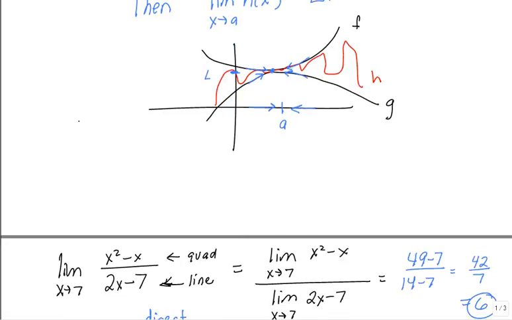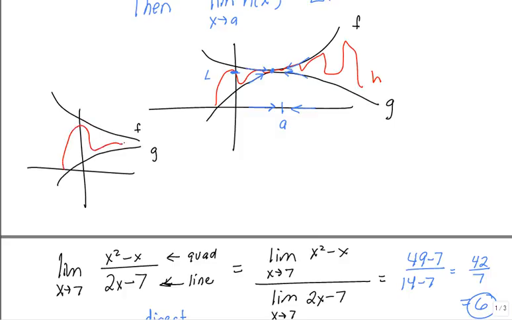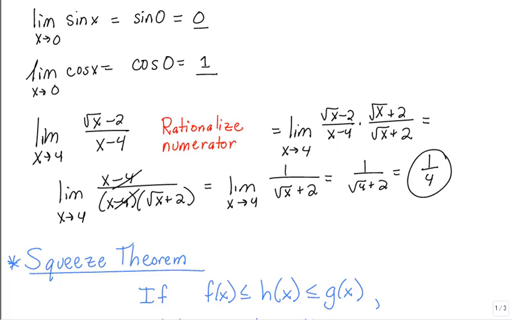Or another way it could happen is that here's f, and here's g, and h is in between. And as x goes to infinity, that's also true, then g is going to L, this is L, and f is going to L, so h has to go to L. So it can happen that way too. Okay, look at some of the example homework problems.